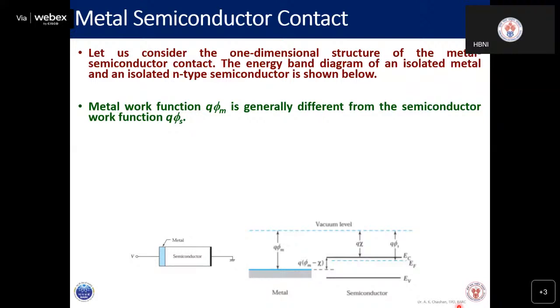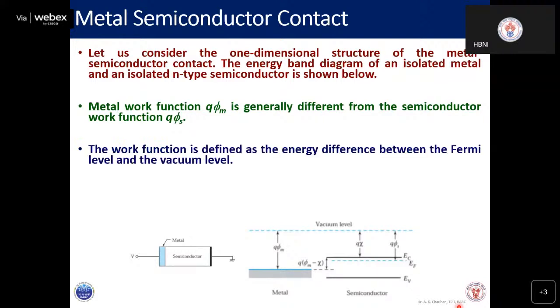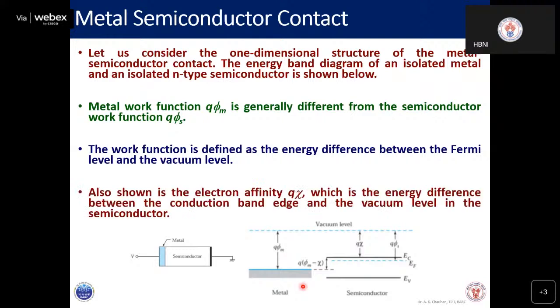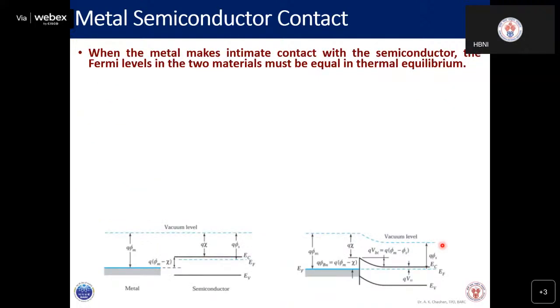So the metal work function is generally different from the semiconductor work function. Here it is slightly different, here it is different. In very rare cases they match. The electron affinity I have already explained to you. So now when you fuse them together, what will happen? When the metal makes intimate contact with the semiconductor, the Fermi levels of the two materials must be equal in thermal equilibrium. This is the first condition.